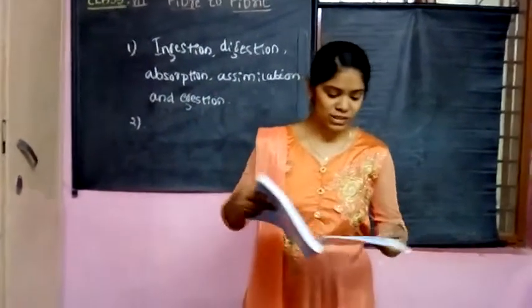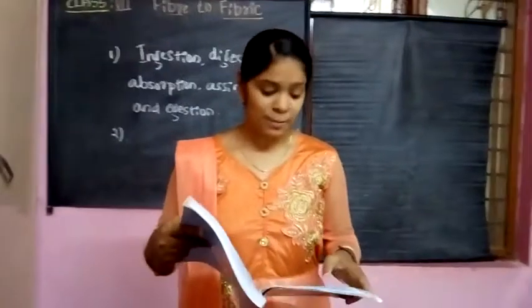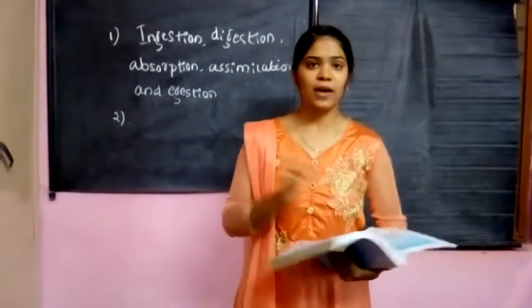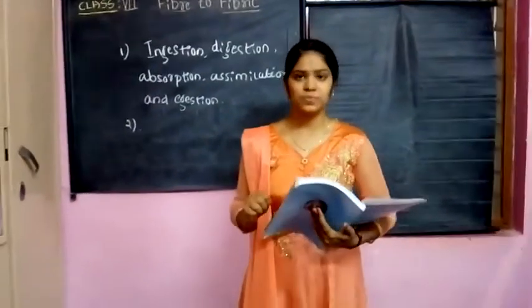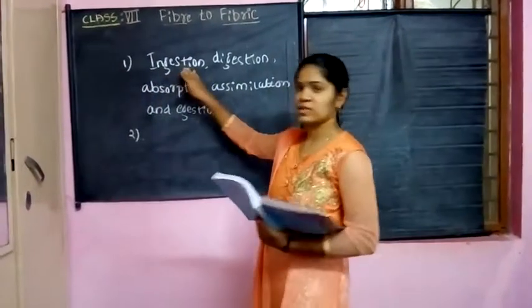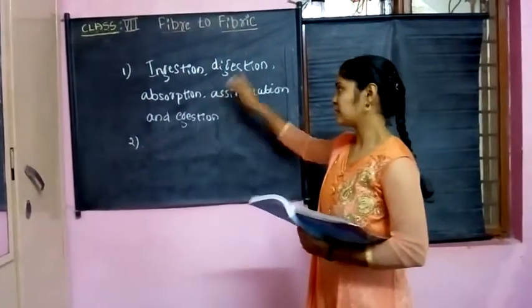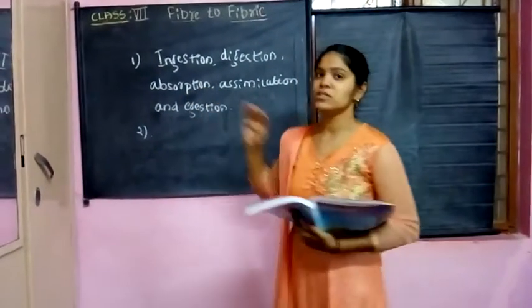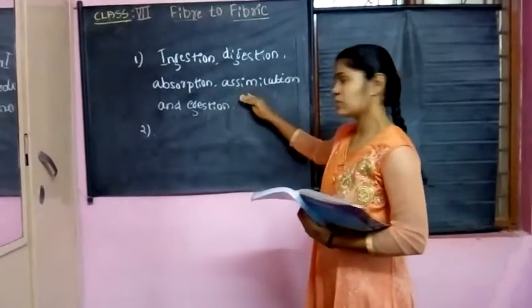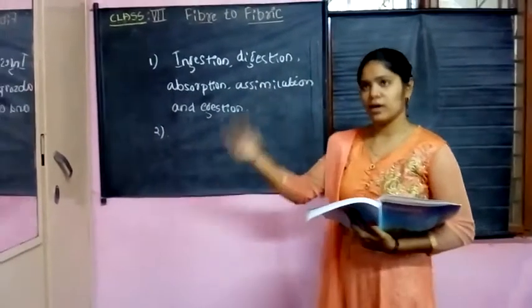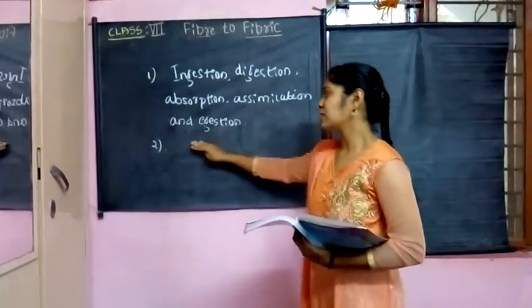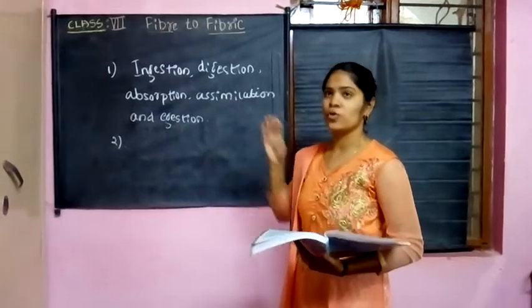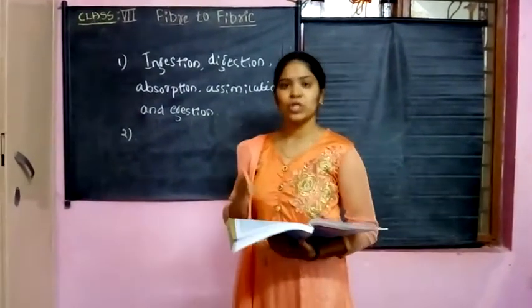The first one is, what are the main steps of nutrition in humans? In digestion they have mentioned 5 main steps, right? What are those? First one is ingestion, intake of food, and then digestion. Food is chewed in the buccal cavity and it is absorbed, that is absorption, and assimilation means it is transported to all the parts of the body, and the last one is egestion. So these are the main 5 steps which occur in the nutrition of human beings.